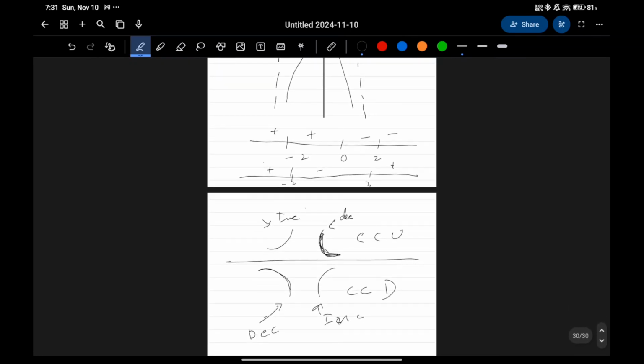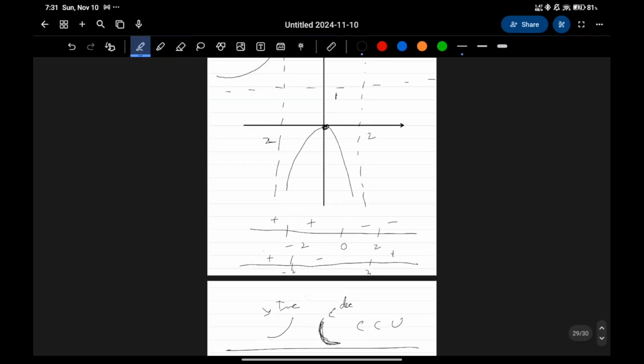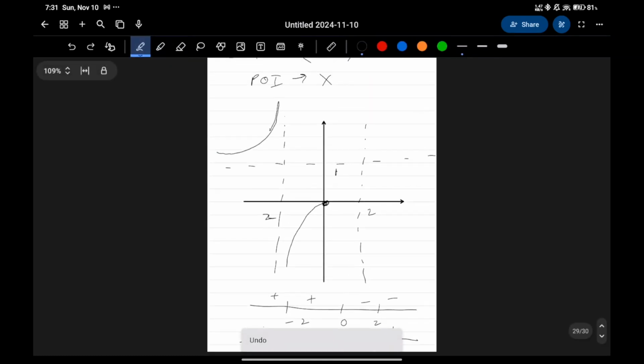And again I have decreasing and concave up. So concave up and decreasing should look something like this. All right, so it should look something like this.